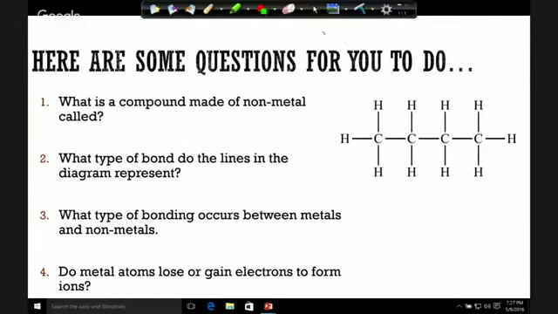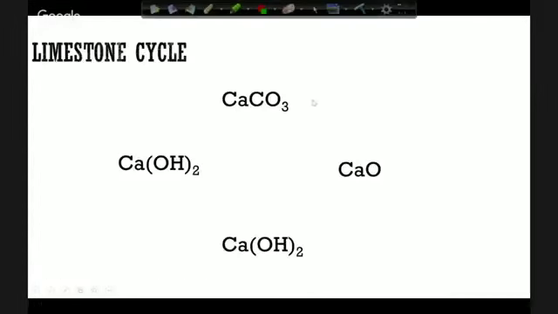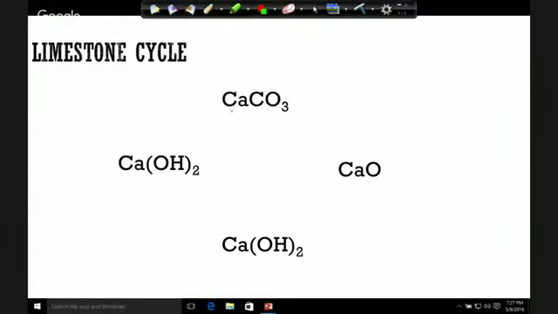We're now going to move on to the limestone cycle. Now, there's quite a few things that we need to remember about the limestone cycle. First of all, you need to recognise limestone in this form, calcium carbonate. So you need to know the chemical formula for calcium carbonate, which is limestone. And we need to think about a few reactions that go on in this process and some of the uses of limestone. So we can see here we've got calcium, and then the carbonate bit is CO3.